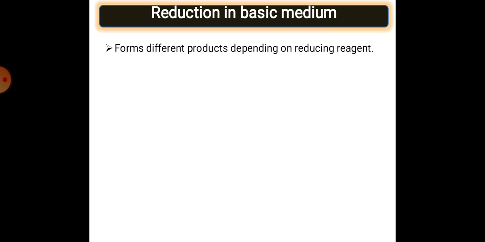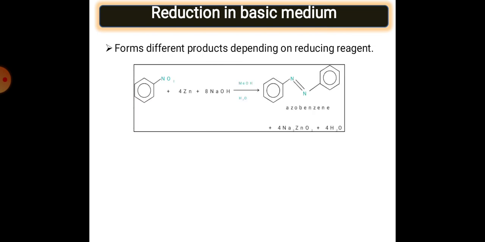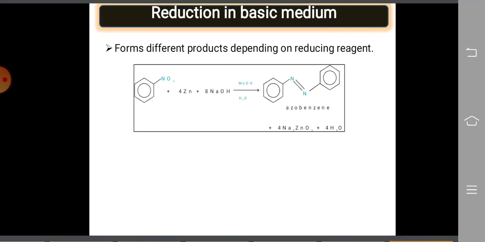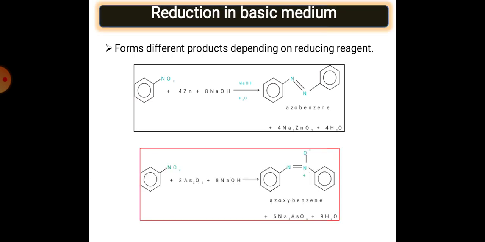Reduction in basic medium forms different products depending upon the type of reagent. Another common one: zinc in NaOH directly converts to azobenzene, or we have nitro group in presence of arsenic oxide, As2O3 in NaOH, that converts to azoxybenzene. Azoxybenzene and azobenzene are quite different. So these are some familiar reactions, particularly from dinitrophenol.